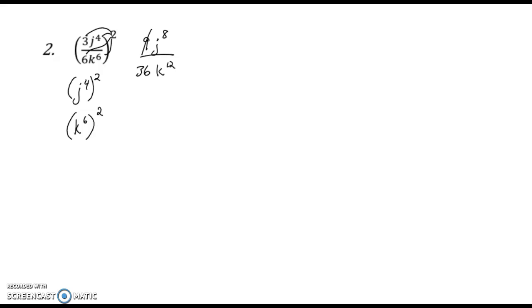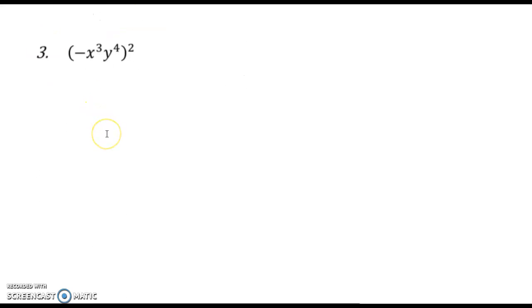So now 9 over 36 is going to become 1/4. So you have 1 j to the 8th, or just j to the 8th. And on the bottom you have 4k to the 12th. And that's fully simplified because the powers are all positive. There's no zero powers. There's no negative powers. All the numbers are simplified, and there's only one of each letter.